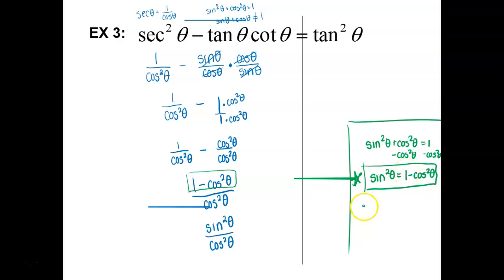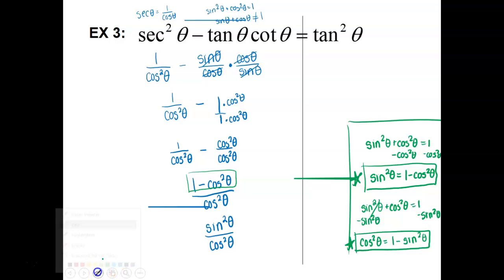Same is true if I have sine. We don't need it for this problem, but if I have sine squared theta plus cosine squared theta equals 1, if I subtract sine squared theta from both sides, cosine squared theta equals 1 minus sine squared theta. So both of these, we don't need this second one for this particular problem, but both of these are rearrangements of the Pythagorean identity, and we need to know them to be successful doing these problems.